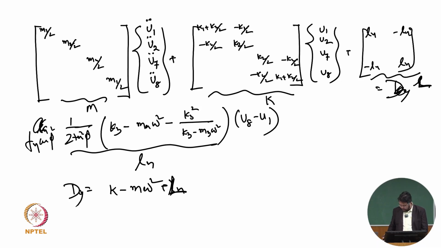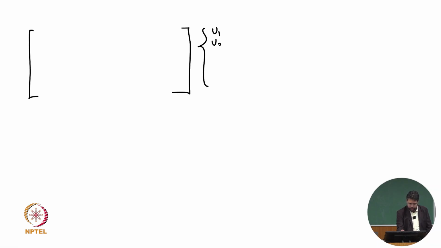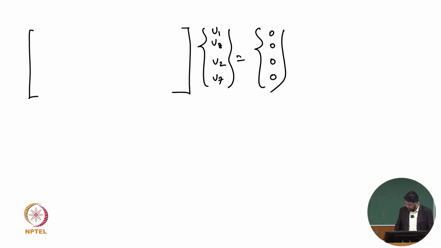So once we get the dy matrix, in the D matrix we can rewrite the full thing in terms of U1, U8, U2, U7, and the full thing would be equal to, no, not 0, 0. That will be F1 and F8.